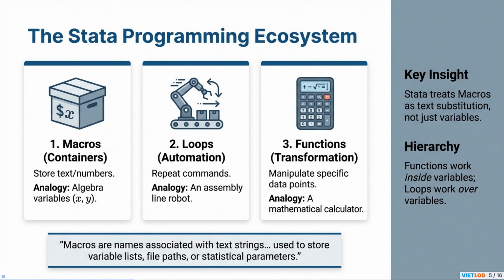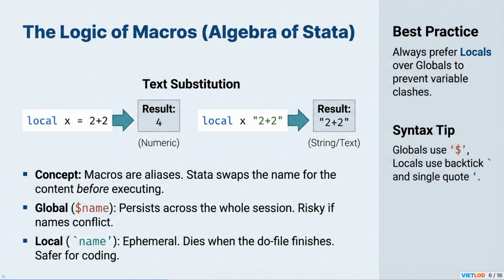For example, you could use a macro to store a list of control variables. Then you could use a loop to iterate through this list. Inside the loop, you might use a function like logof to transform each variable. Let's start by taking a closer look at the logic behind macros.